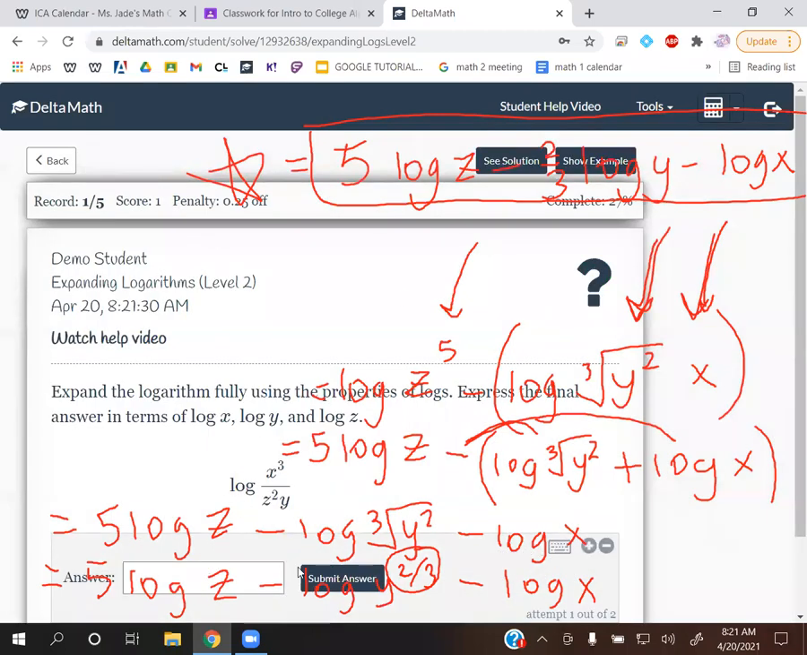All right, let's do another maybe 2 or 1, depending on whatever you guys want.